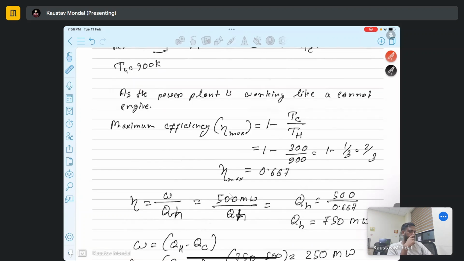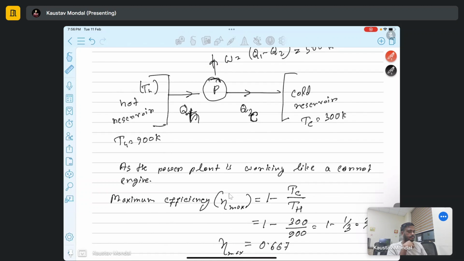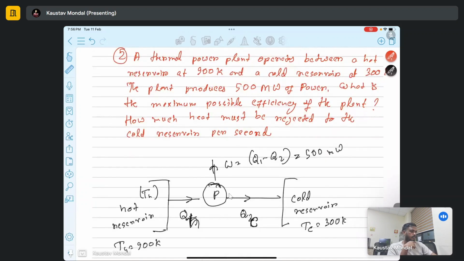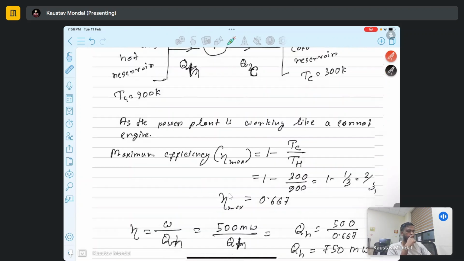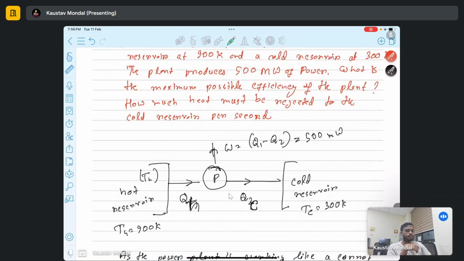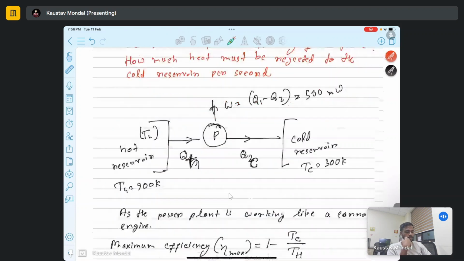As you can see, work done by heat input. Work done is already mentioned here in the problem. So what is the work done? Work done here is 500 megawatt. This is the power. Power means the work done, and there is a rate involved here, so everything is changing with time.